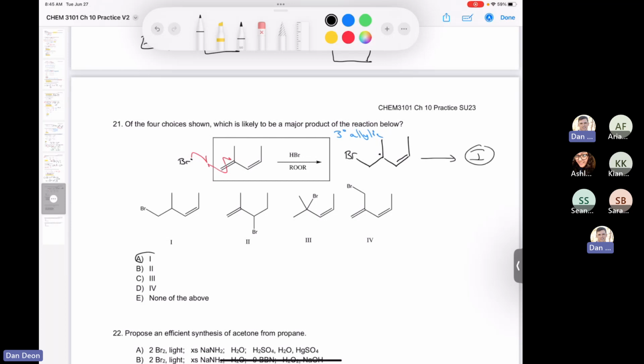There you go. This is kind of an interesting problem because you really have to understand the mechanism of the addition of HBr and peroxides in order to get the right answer here. Even if you didn't know that, you would know that it would have to add to the double bond that I had highlighted in red, because that's the only one where there's any kind of relevance for Markovnikov and anti-Markovnikov.